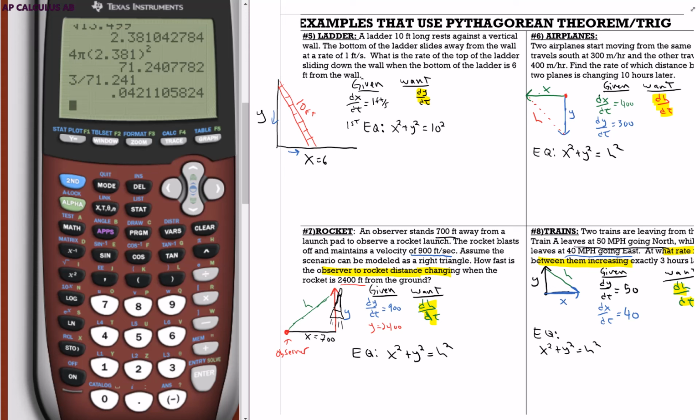Maybe you want to know, if you're lying underneath there, how hard is it going to hit your head, and see if you can survive. So we have this equation, x squared plus y squared equals 10 squared.